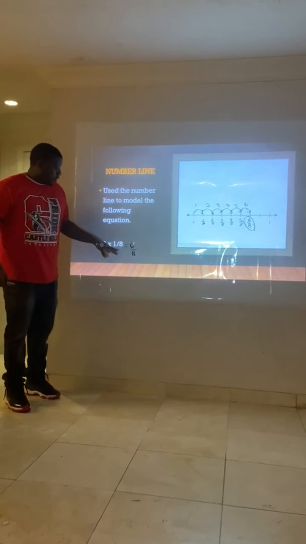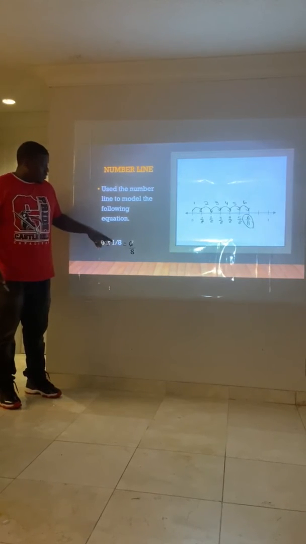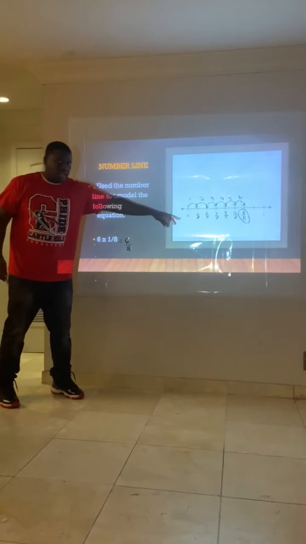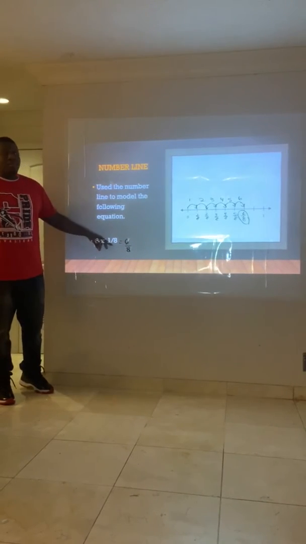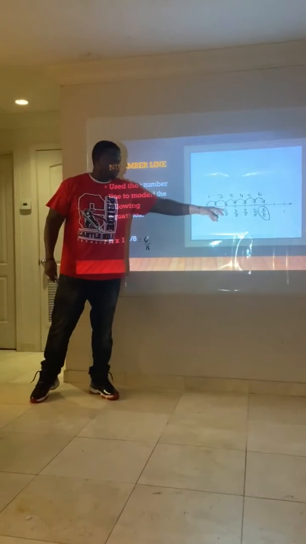Now, we have to be careful because I don't want you guys to get a misconception that everything is going to be by a unit fraction. A unit fraction is when my numerator is 1. We're only jumping 1/8 because I'm multiplying 6 wholes by 1/8. If I was multiplying 6 wholes by 2/8, I would jump by 2/8.